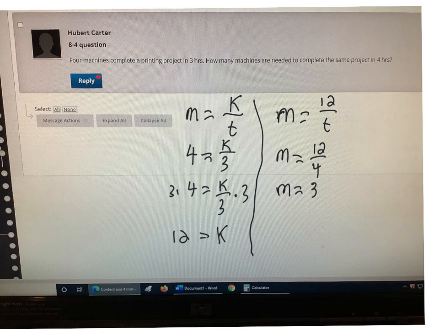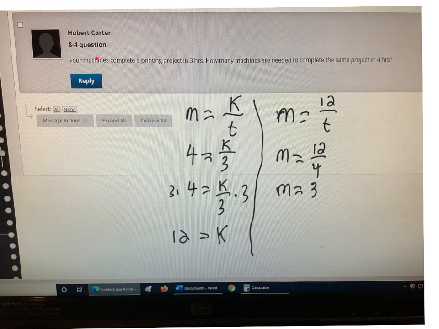Well, first thing you've got to recognize is that as the number of machines increases, the time will decrease, and so they're inversely related. And so if you're inversely related, this is the equation. I let M be the number of machines and T be time. So M will equal K over T.